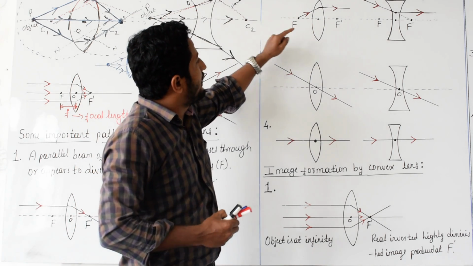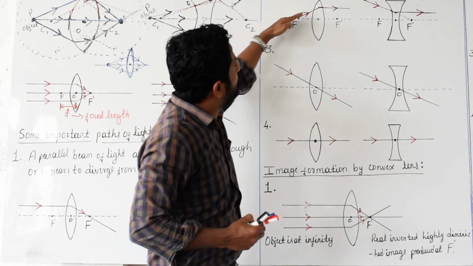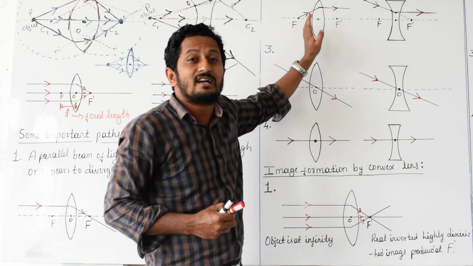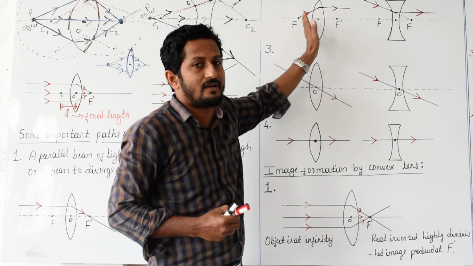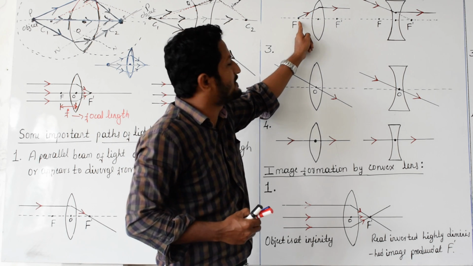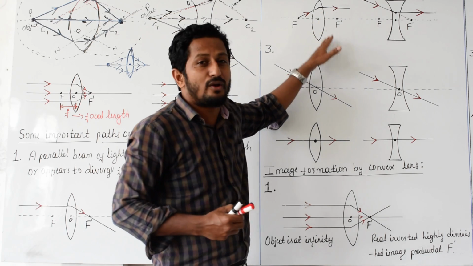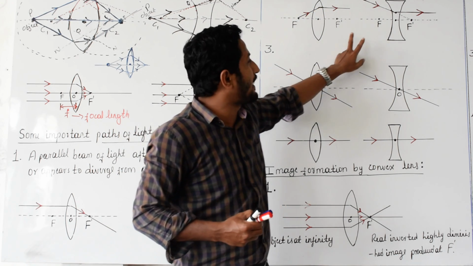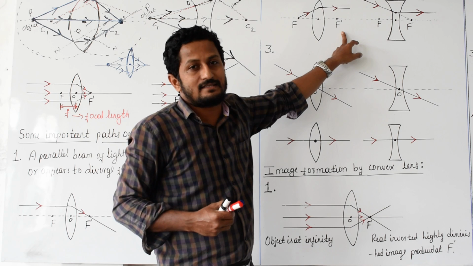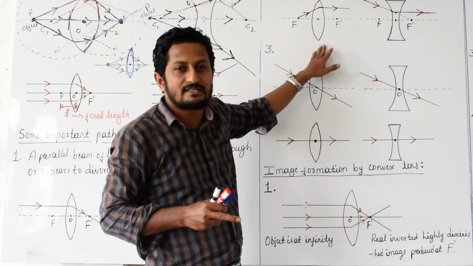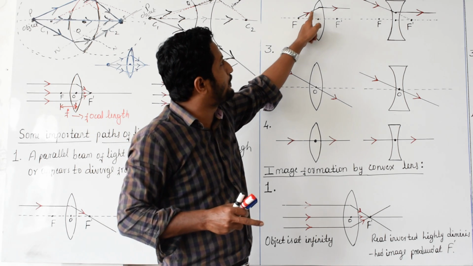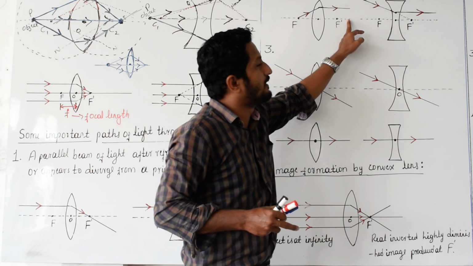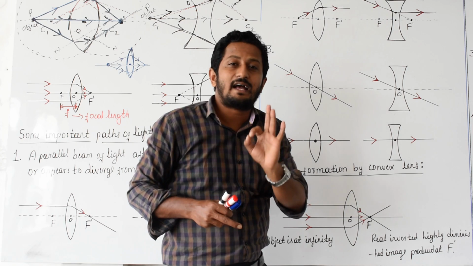Now, a light ray coming from the principal focus, not the axis, and incident on a convex lens, after refraction moves parallel to the principal axis. If it is a convex lens and light is coming from the principal focus, then after refraction it moves parallel with respect to the principal axis.